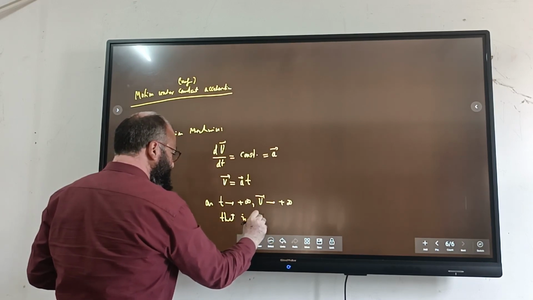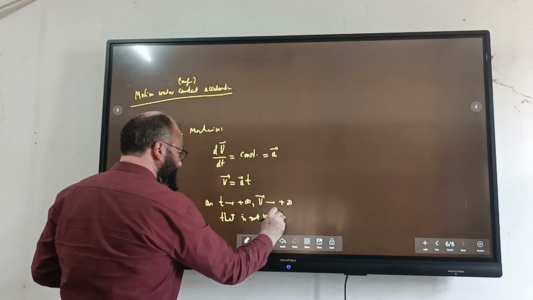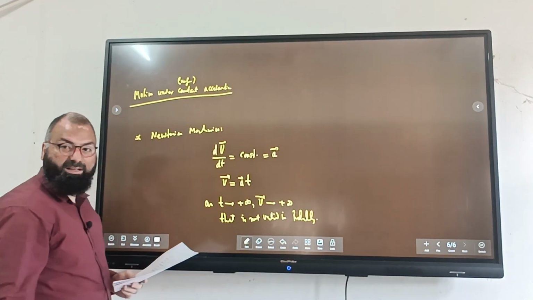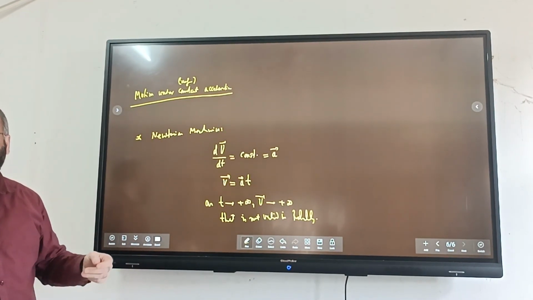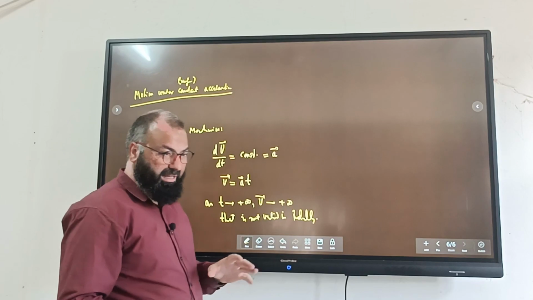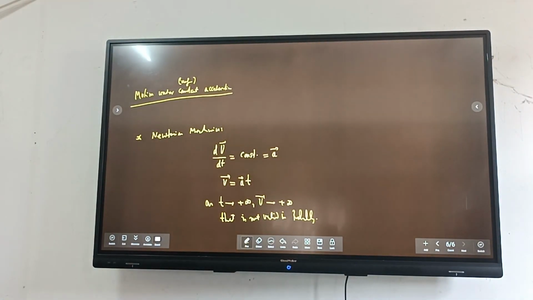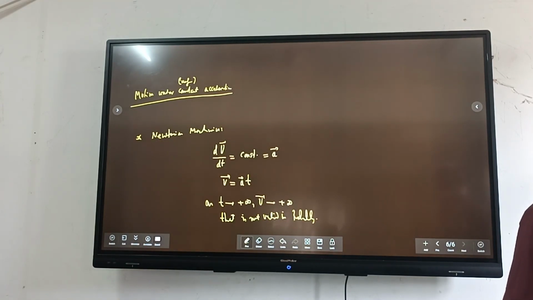That's not valid in relativity. Clear? So that means the notion of constant acceleration in Newtonian mechanics, we have to refine it for the special theory of relativity. Clear? So how do we define the uniform acceleration?